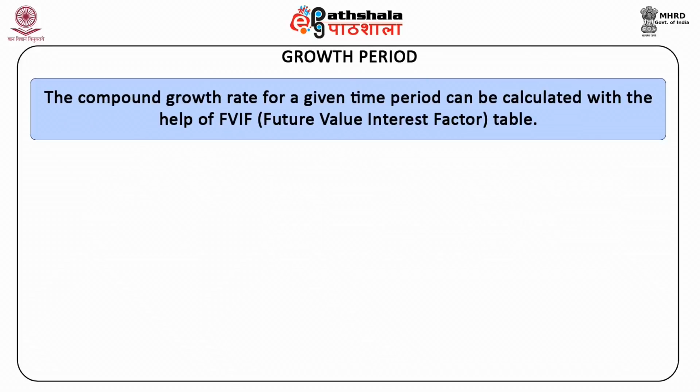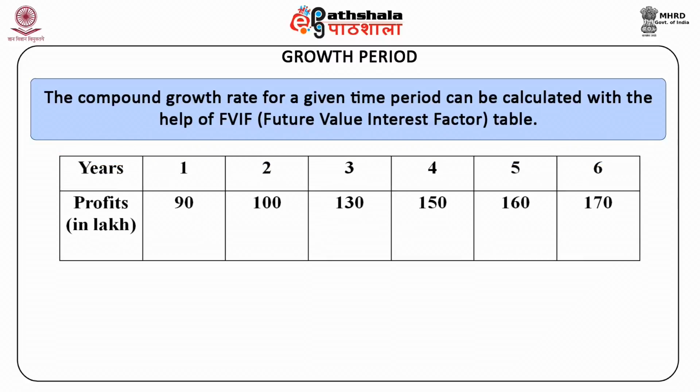Growth rate. The compound growth rate for a given time period can be calculated with the help of the future value interest factor table. Example: determine the compound rate of growth from the following table. In the first row, you have years 1, 2, 3, 4, 5, 6. In the second row, you have profits in lakhs: 90, 100, 130, 150, 160, 170.